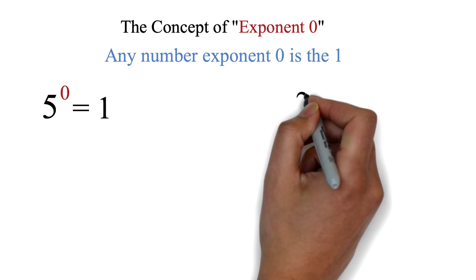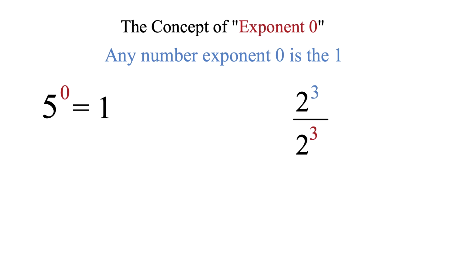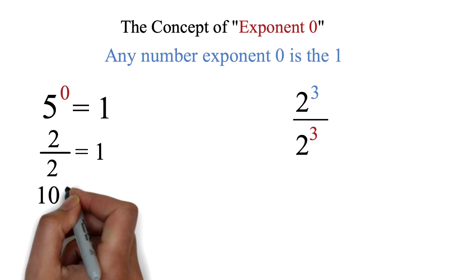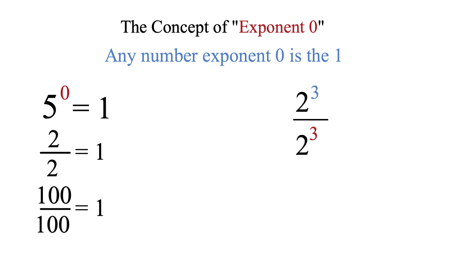Let's look at 2 exponent 3 divided by 2 exponent 3. In mathematics, any number divided by itself is 1. So 2 divided by 2 is 1. 100 divided by 100 is 1. Basically, if the numerator and denominator of a fraction are the same, then the value is 1. The numerator is the top value and the denominator is the bottom value. So we know the value of this is 1, since the numerator and denominator are the same.